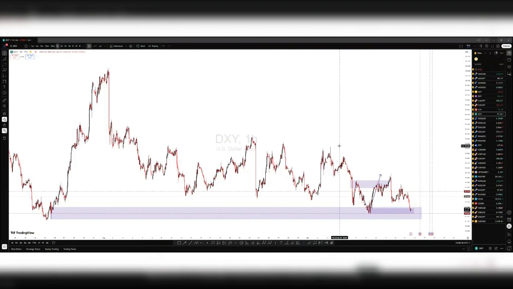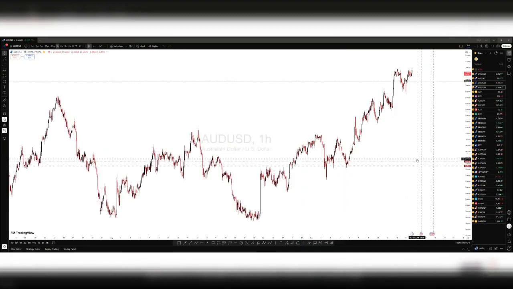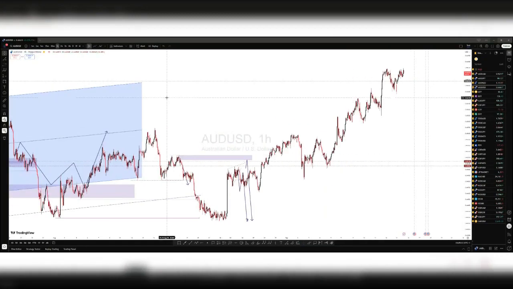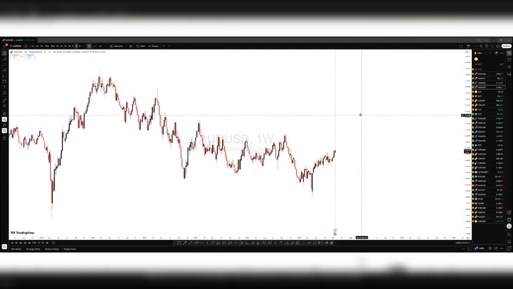So that is my sentiment. Until price breaks below this demand zone, I think we are still going to be bullish on the US dollar. Based on that, let us see AUD USD. Weekly time frame AUD USD. Let's see what you got.